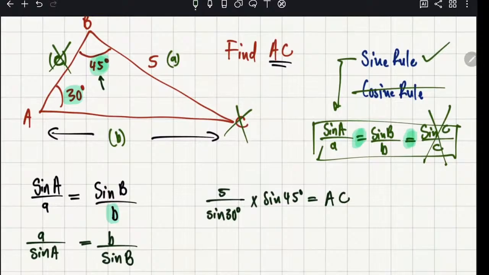You can punch one time and get an answer. Sine rule, that's the good thing about sine rule. You can punch it one time. Say 5 divided by sine 30 times sine 45. What do you get? One time, just punch. What do you get? Can I get answers, please?